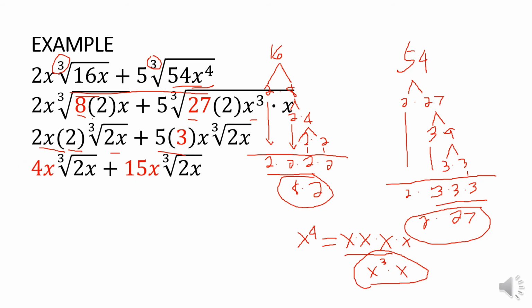Okay, here we go. So 2 times 2 is 4, copy x cube root of 2x, plus 5 times 3 is 15, copy x cube root of 2x. So now these radicals are similar because they have the same order and the same radicand. So the radicand is 2x and the index is 3.